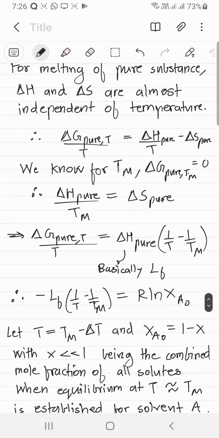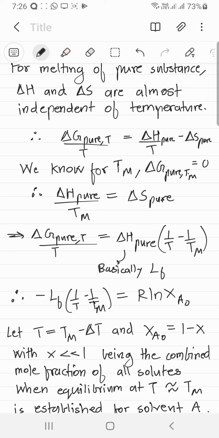Now when we have the melting point, the pure substance will have equilibrium for melting. So for that you just need delta H pure upon Tm equal to delta S pure. Then putting delta S pure as this value into the equation, you get this: delta G pure at some certain temperature T upon that temperature is the delta H pure, which is basically the latent heat of fusion, times 1 upon T minus 1 upon the melting point.